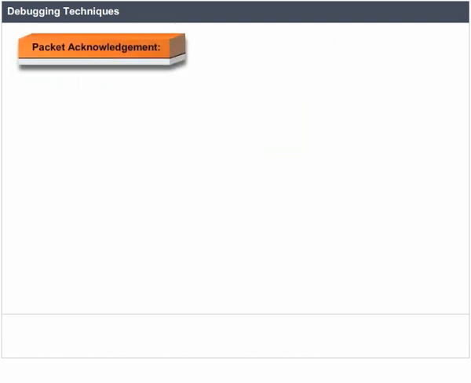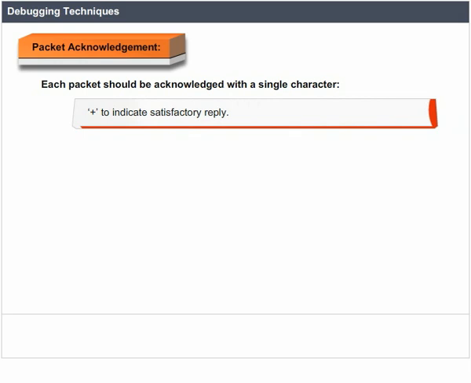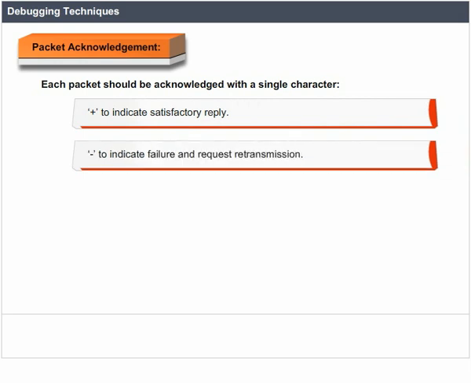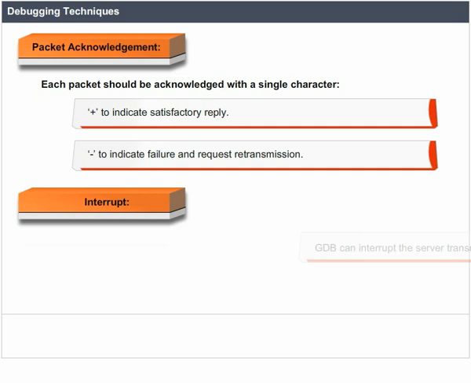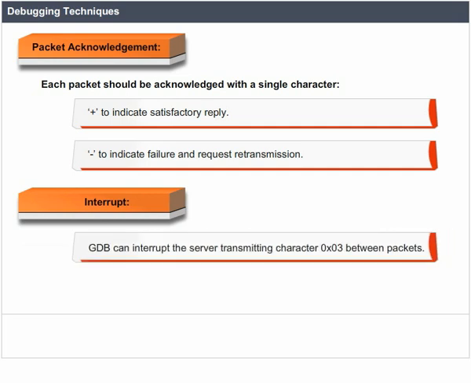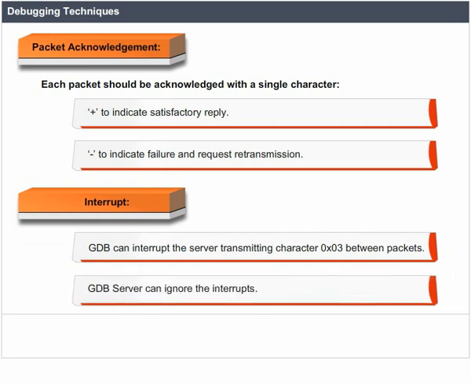Packet acknowledgement. Each packet should be acknowledged with a single character. Plus sign to indicate satisfactory reply. Minus sign to indicate failure and request retransmission. Interrupt. GDB can interrupt the server by transmitting character 0x03 between packets. GDB server can ignore the interrupts.